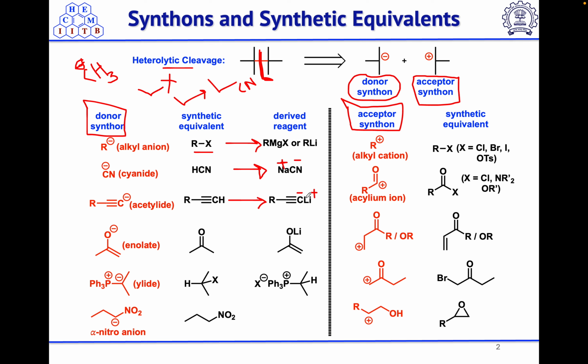Okay. So we can treat it with butyl lithium. Butyl lithium is a base. So this will abstract the proton, the acetylene proton, and it will give this acetylide anion.